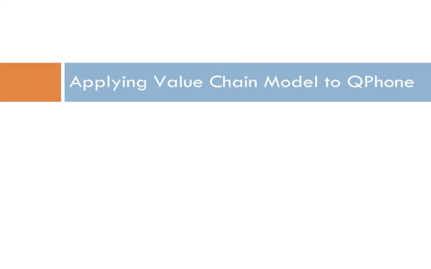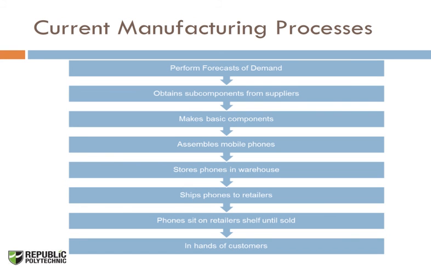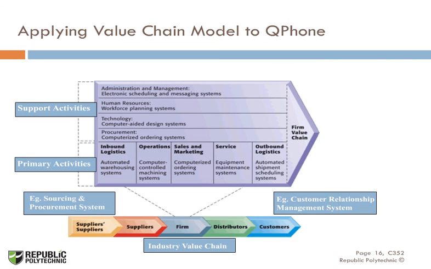After looking at what generic strategies QPhone can take, we now look at how to apply the value chain model to QPhone. We first identify the primary and supporting activities involved. Look at the activities listed here. This slide is given in your problem statement. It shows the processes of the QPhone manufacturing process. Let's map the model to QPhone. Here are some ways in which we can help the company do better.